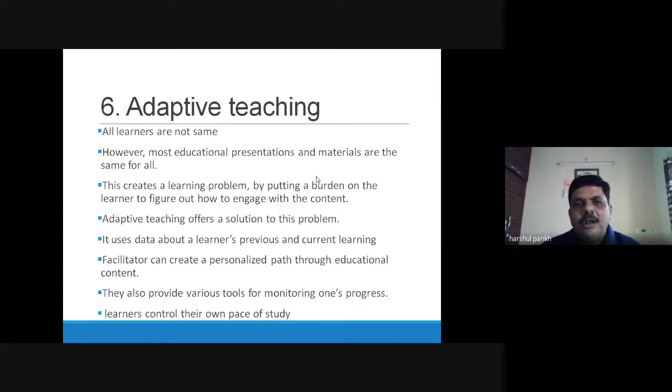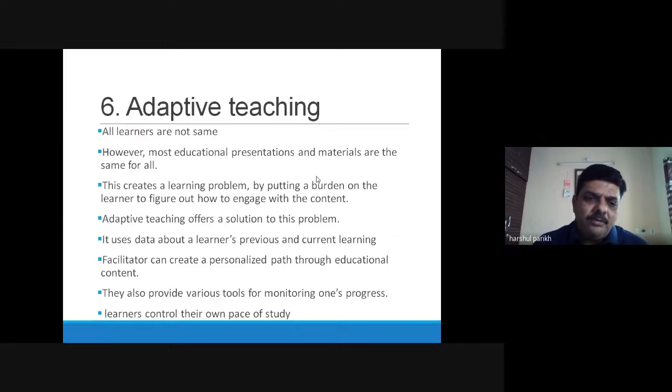This creates a learning problem. It puts a burden on the lower-level learner, and that's why it is difficult to engage this kind of learner with the content. So adaptive teaching is nothing but a kind of solution for different levels of learners.